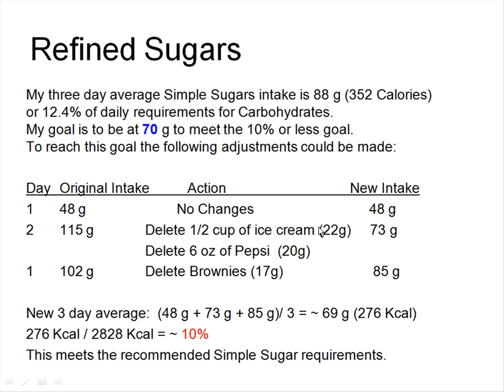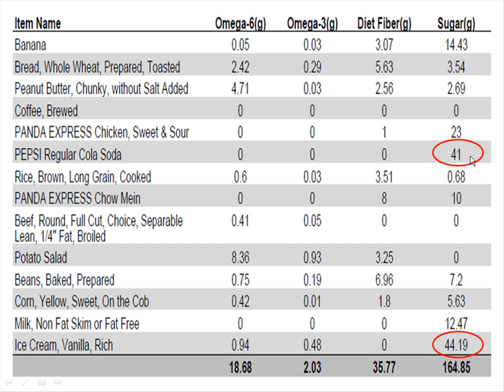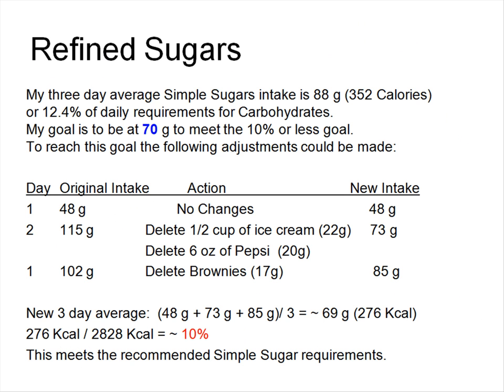And so I reduced this by 22 grams, by 20 grams. And you can see they're about half. So I reduced 41 down to 20 and 44 to about 22. So I reduced by half. And I got that average down to 73 grams for that day. And then I deleted some brownies on day 3 and got down to 85. So when I add up my new intakes and divide by 3, I get down to 69, which is really close to 70, close enough, which would represent about 10% of my intake. So I have now met my simple sugar requirements.